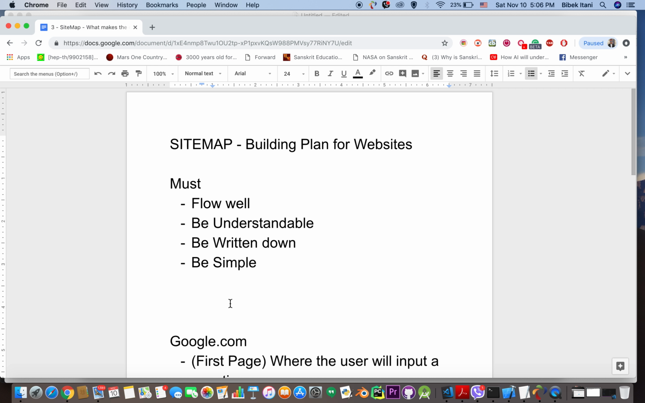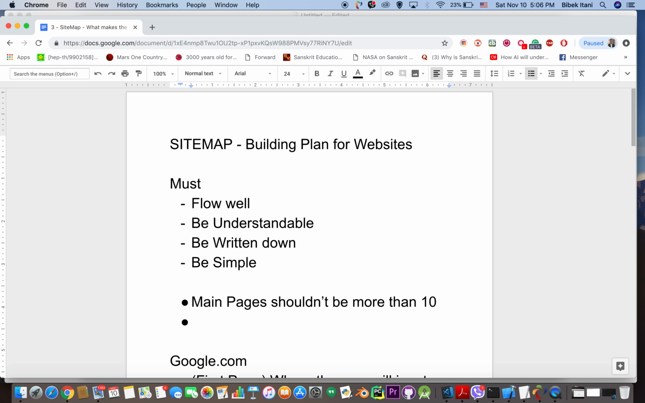But before we do, I want to give you some guidelines and good practices when you're doing your sitemap. One, main pages shouldn't be more than 10. That leads to another very important thing, which is you should only contain the objectives of the website. Whenever you're building a website, there is an objective for why you're building it.